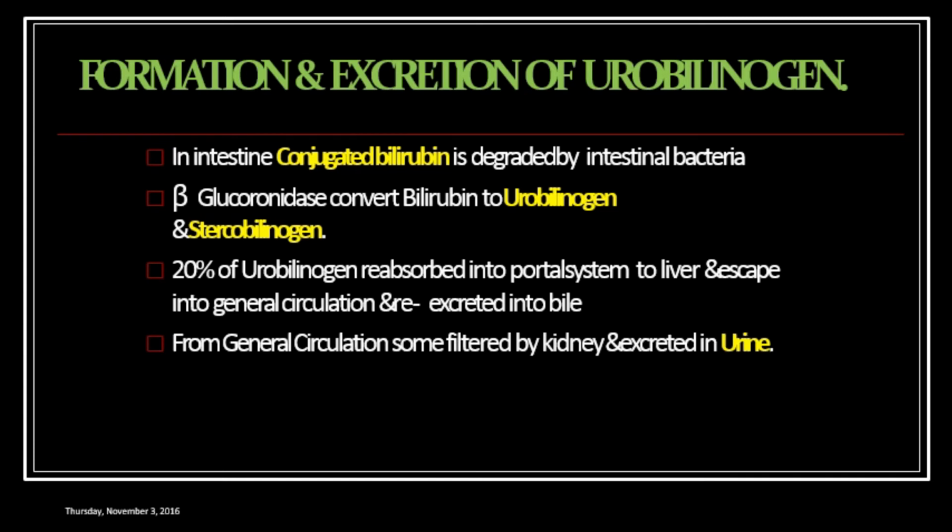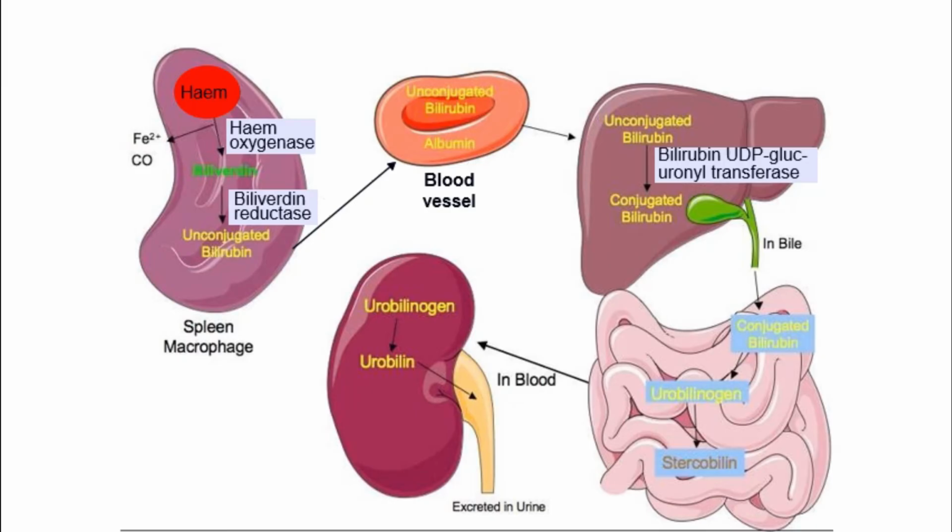Around 20% of the urobilinogen will be reabsorbed via the portal system to the liver, and then they can pass into general circulation or can be re-excreted into the bile. If they escape into general circulation, they will be collected by the kidney and ultimately excreted in the urine. And those urobilinogen which were not reabsorbed, the other 80 percent, will be converted into stercobilinogen and ultimately will be excreted via fecal material. So see this diagram for a much better understanding.